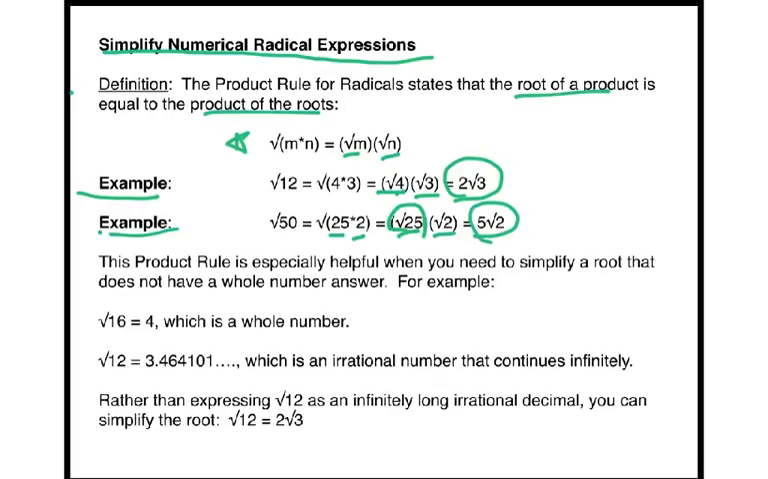This product rule is especially helpful when you need to simplify a root that does not have a whole number answer. For instance, the square root of 16 equals 4, which is a whole number, and we all like that. But the square root of 12 is 3.464101..., which is an irrational number that continues infinitely. Rather than expressing root 12 as an infinitely long irrational decimal, you could also simplify the root and just say the square root of 12 is equal to 2 root 3.